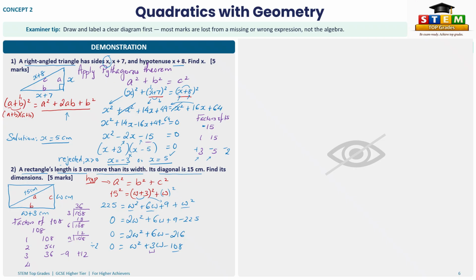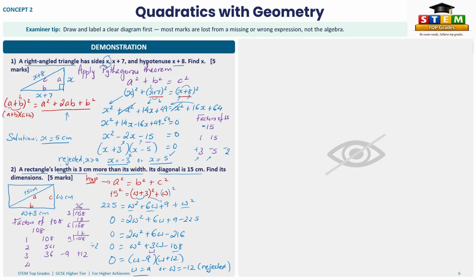So let's write it as W, 9 and 12. And as we discussed earlier, it's going to be a plus and a minus. W is equal to 9 or W equals negative 12, which is going to get rejected. In that case, we're going to go for W is 9.